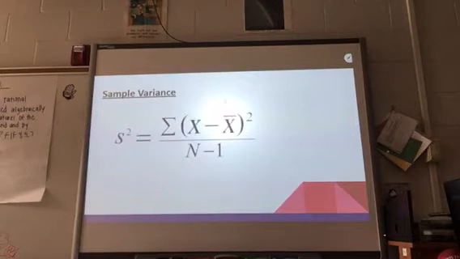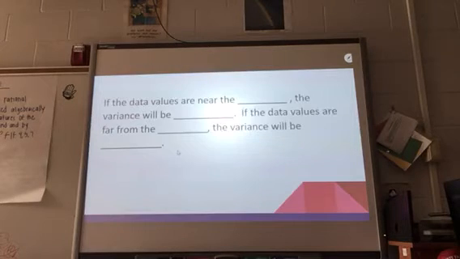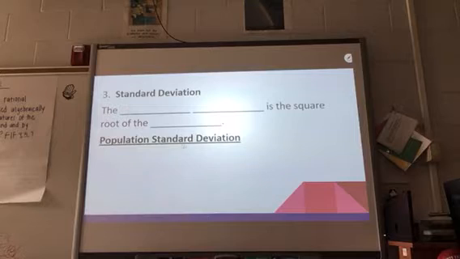Okay, the sample variance looks the same except we use S squared. This is still the mean. This still stands for the number of data values. Okay, if the data values are near the mean, the variance is small. If they're far from the mean, the variance is large.